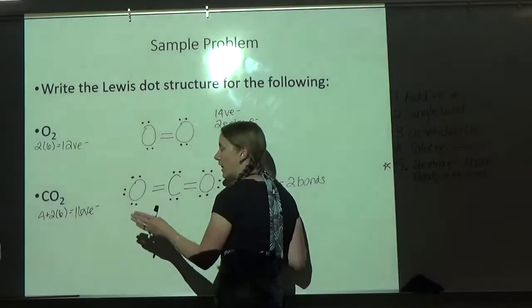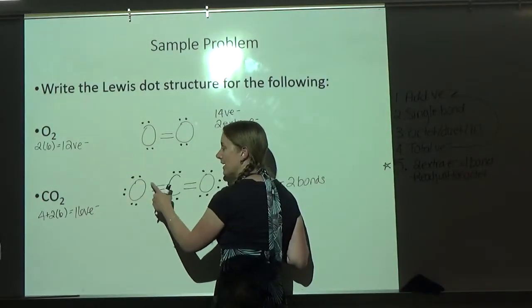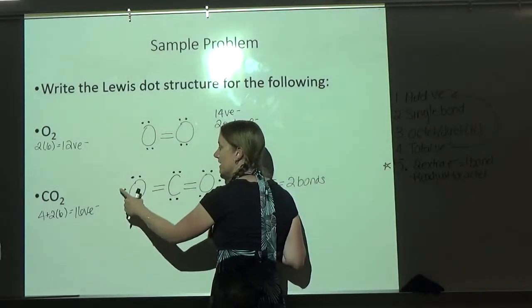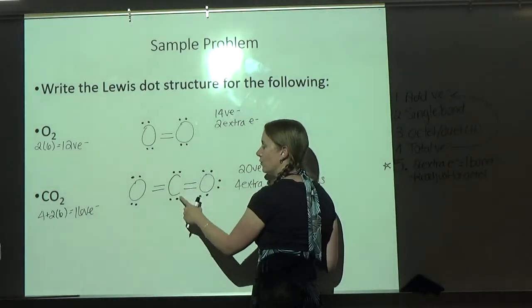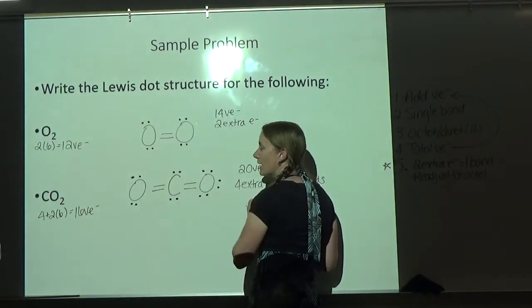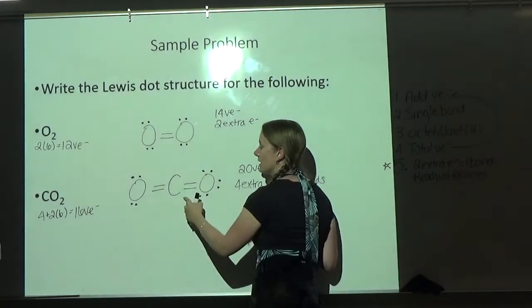Alright, so remember, we're following the octet rule. So oxygen right now has 2, 4, 6, 8, 10. So I get rid of 2. Carbon has 2, 4, 6, 8, 10, 12. So I actually need to get rid of all 4.